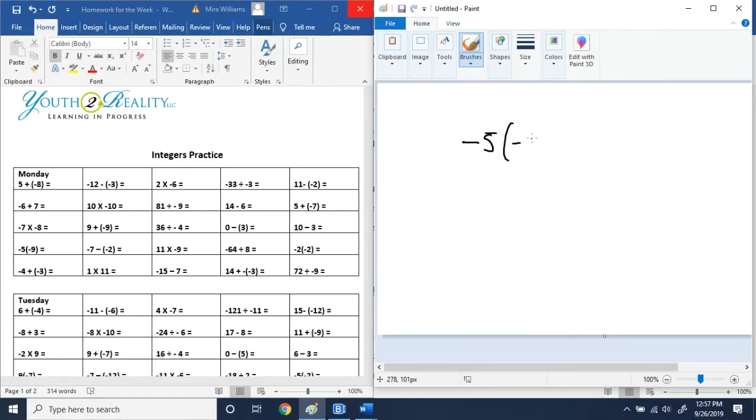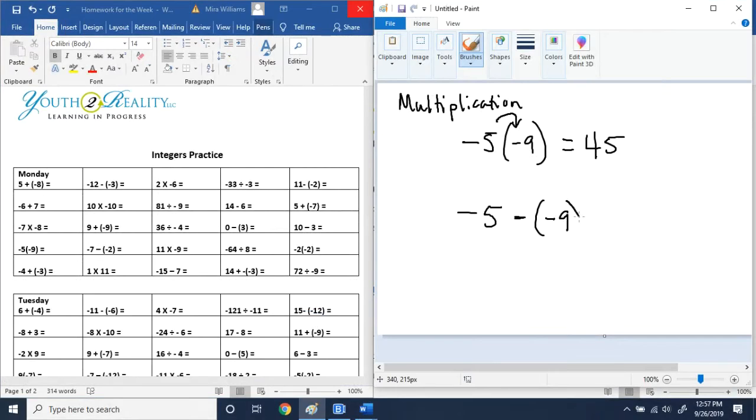Negative 5 times negative 9. You have to be able to identify that this is multiplication. Why? Because there is a number right beside the parentheses. So you're really distributing this negative 5 times this negative 9, which is going to be 45. If there is a sign between the parentheses and the number, this is actually adding and subtracting.